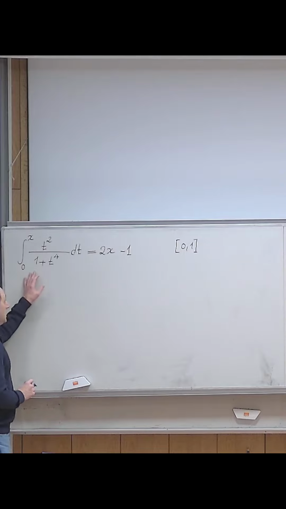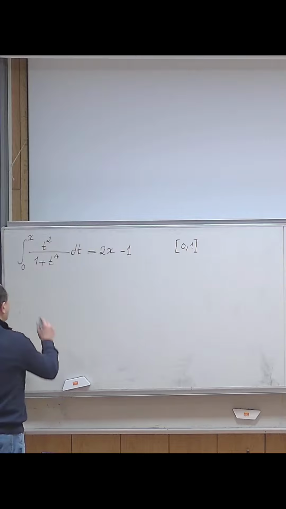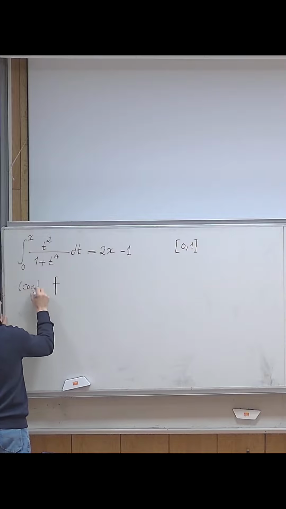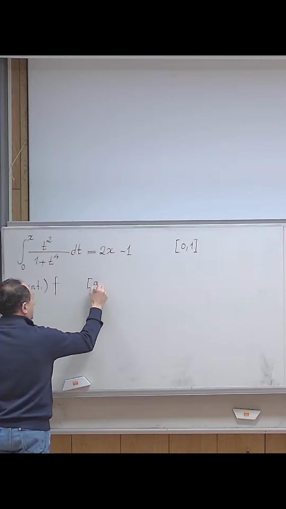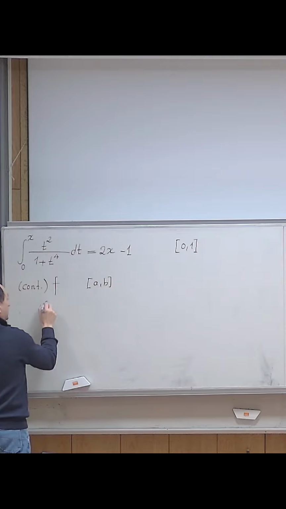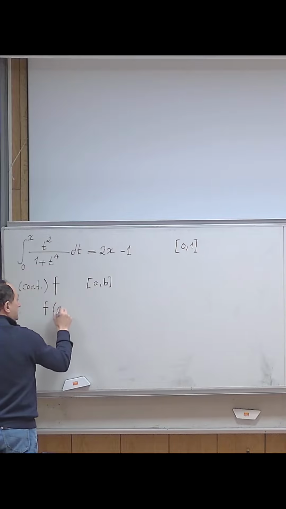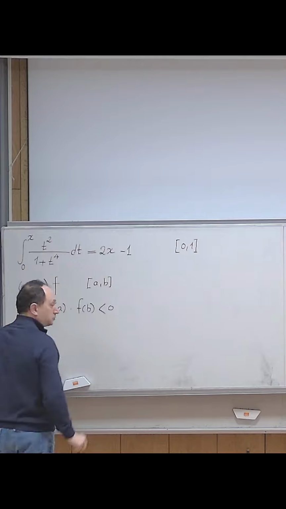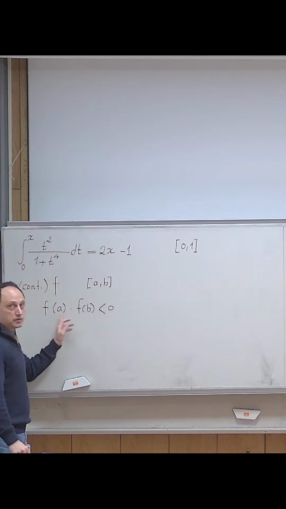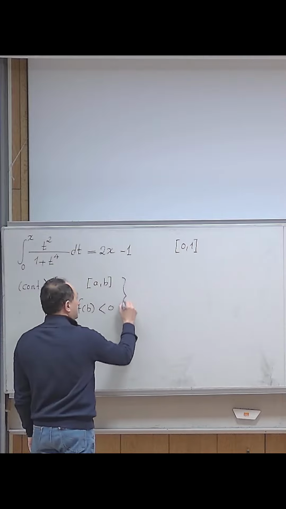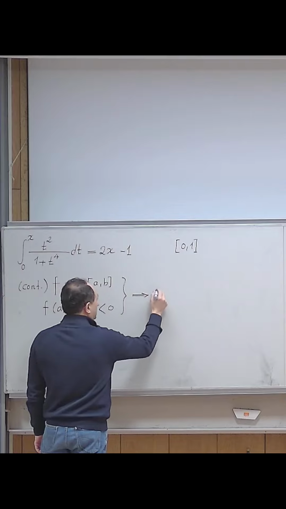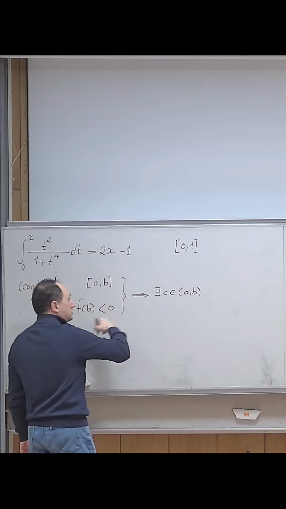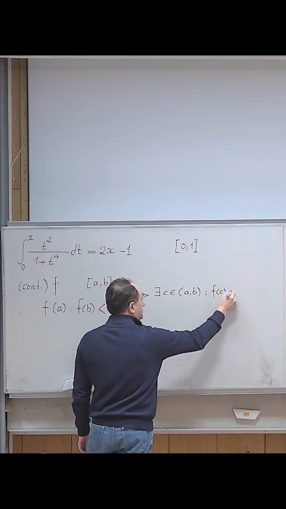Okay, so here I just remind you, let us say that I have a function f which is continuous on the closed interval a and b, and I know that if I calculate f at this endpoint, I calculate f at the other endpoint and multiply them, it becomes a negative number. In other words, one of them is positive, the other one is negative. So the intermediate value theorem implies that there exists a c within the open interval a and b so that f of c equals 0.